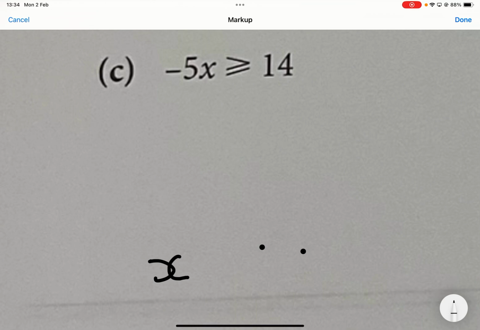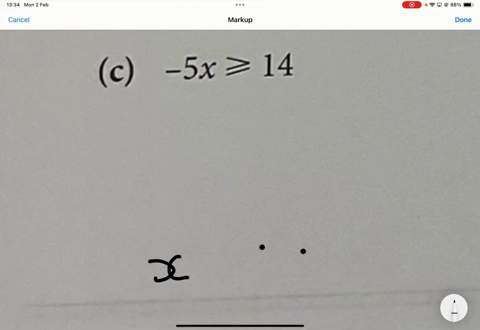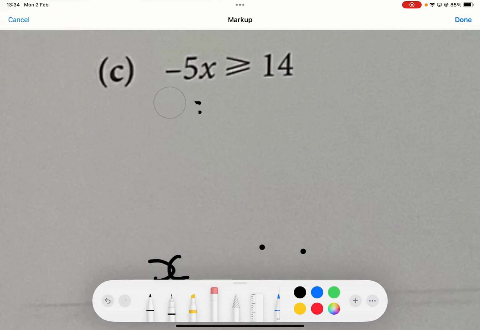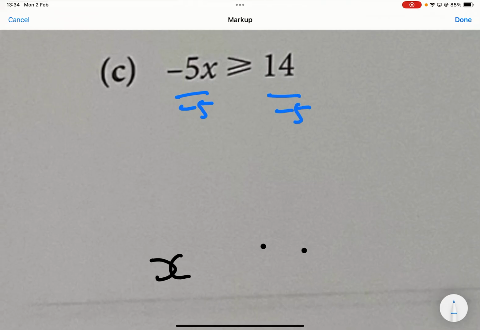But from minus 5x to become x, I need to divide by negative 5. And because I want to divide by negative 5 on the left, I need to divide by negative 5 on the right also.